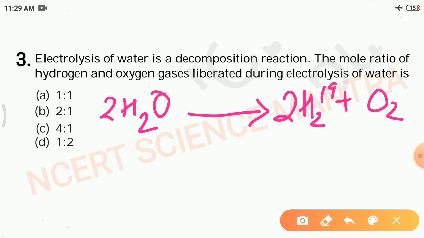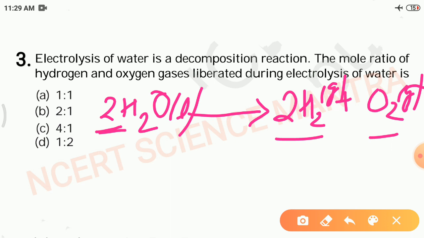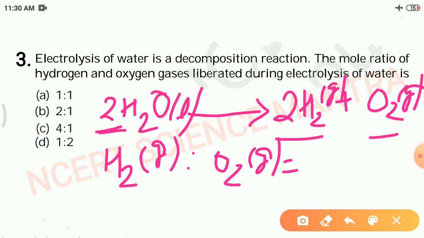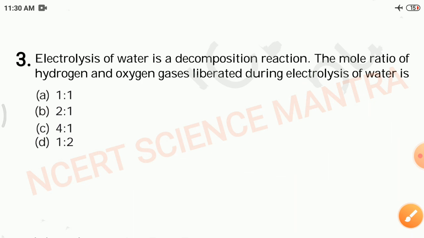The hydrogen and oxygen we will get are in the gaseous state, and water is in the liquid state. So here, as 2 moles of water are decomposed, 2 moles of hydrogen gas will be formed and 1 mole of oxygen gas will be formed. So the ratio of hydrogen gas and oxygen gas will be according to the mole ratio formed during the reaction. Here during the reaction 2 moles of hydrogen are formed and 1 mole of oxygen is formed. So the ratio will be 2:1. Hydrogen and oxygen gas mole ratio will be 2:1. So here the correct answer will be B, which is 2:1.